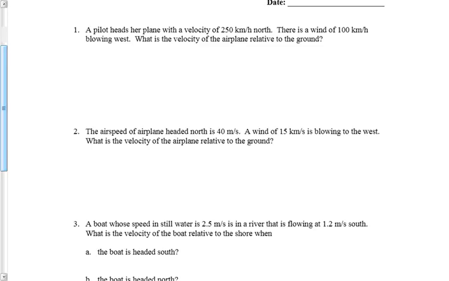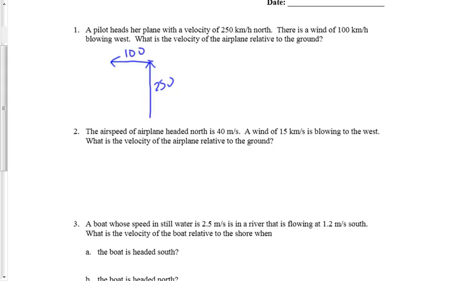Question number 1 on your worksheet says, the pilot heads her plane with a velocity of 250 to the north. She heads, she aims, solid or dotted line? Solid line, good, Zach. So she heads 250 kilometers per hour to the north. Let's make that a solid line, 250. There's a wind of 100 blowing to the west. Does that contribute to where I go, or is that where she actually goes? That contributes, right? So that's going to be solid. If it contributes to where I go, it's going to be solid. Good. So we're going to make that 100 this way.